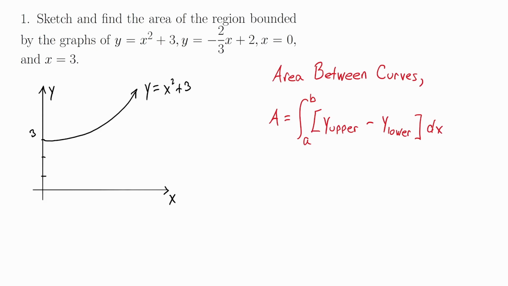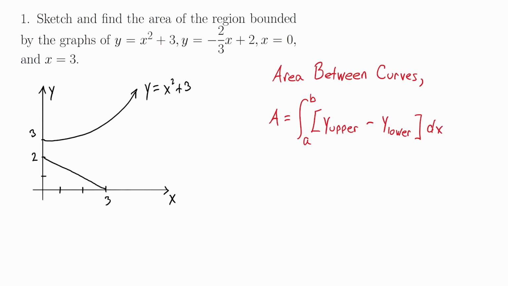plus 3. If we take a look at the other line, y equals negative 2/3 x plus 2, that has a y-intercept of 2, and the slope, the number multiplying x, is negative 2/3. So we're going to go from the y-intercept, we're going to go down 2 units and over 3.